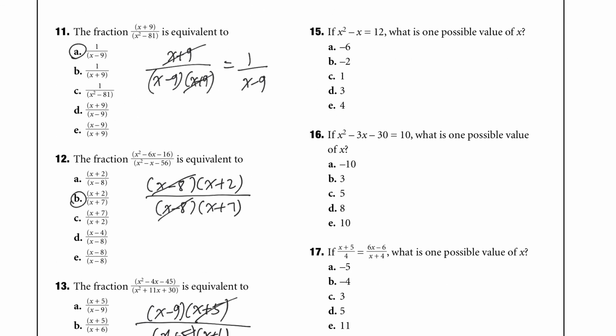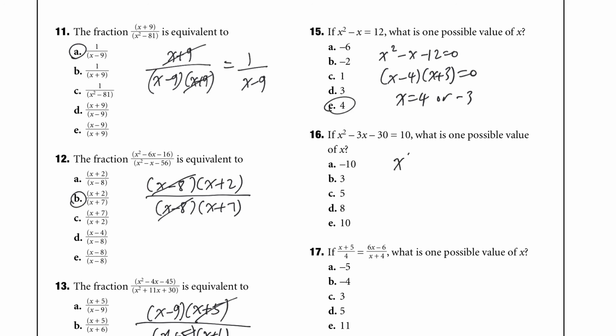x squared minus x is equal to 12. So this is common factoring. So x is equal to 0 or, oops, I think I made a mistake here. Let's go back. Okay, let's start over. So I'm going to move the 12 to one side and then solve by factoring. So x is equal to 4 or negative 3. E.